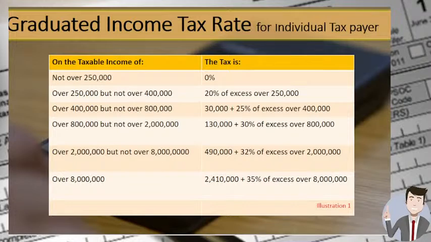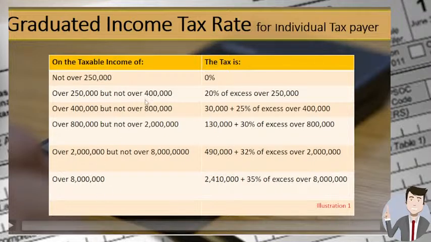Now, how to interpret what we call the graduated income tax rate. So, this graduated income tax rate is only applicable for individual taxpayers. So, corporations, one-person corporations or OPCs, hindi niya applicable sa ila because corporations, including OPCs, are subject to a fixed rate of 30%. Okay? So, for individuals, it is graduated. As the tax base increases, the tax rate also increases. So, how to interpret or how to use this graduated income tax rate table?